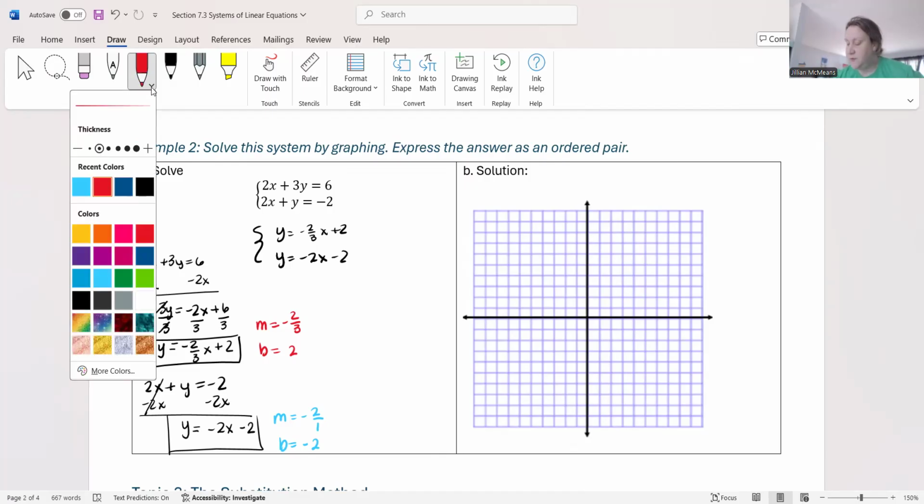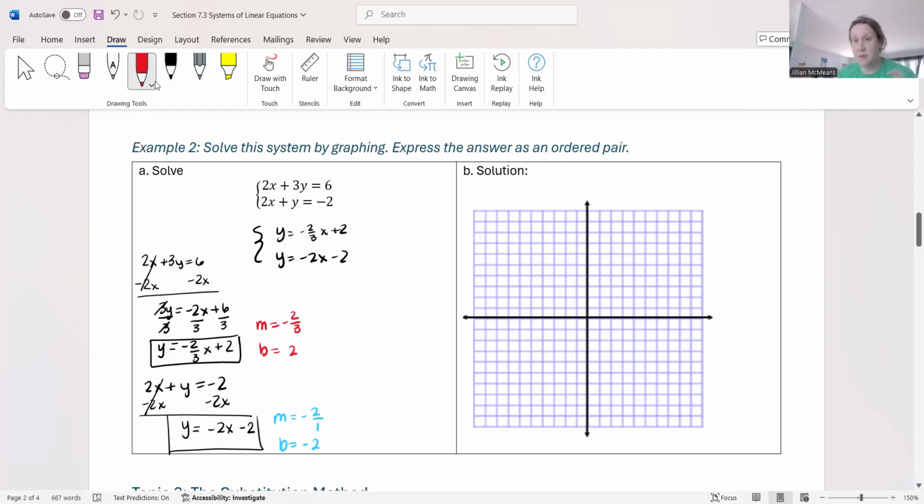Okay? So let's look at the first equation. We always have to have a point on the line. That's our y-intercept. So I need to plot the y-intercept 2, which is really the ordered pair (0, 2). So at the origin, I don't go left or right, but I do go up 2. So we go up 2, okay?